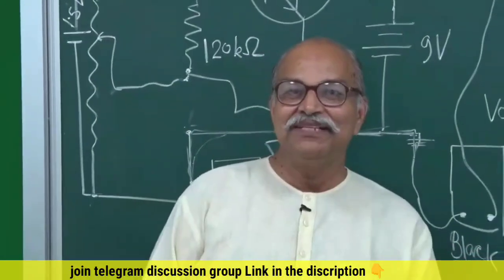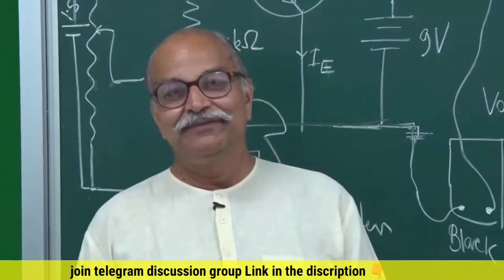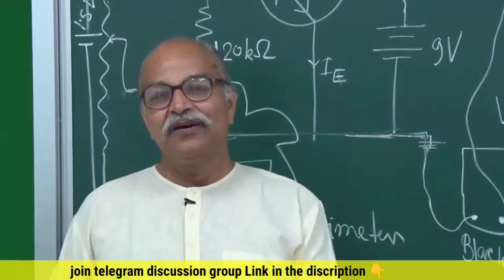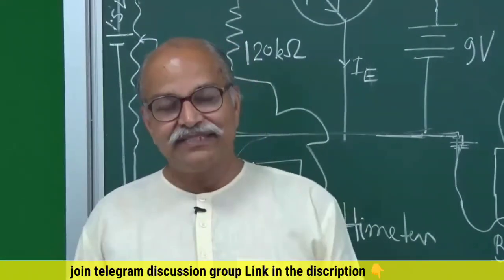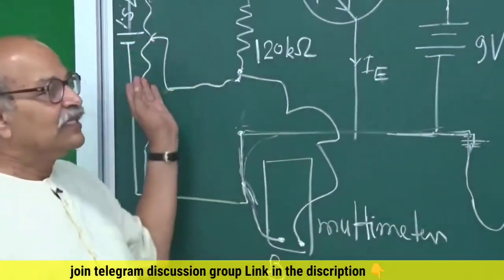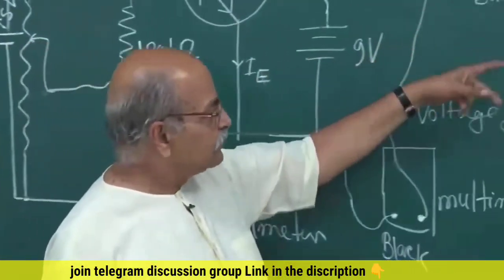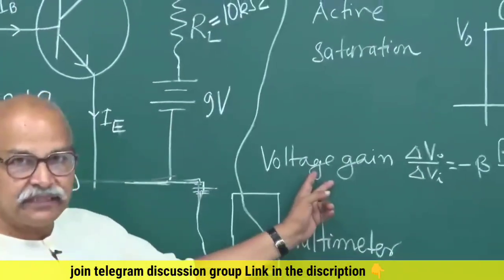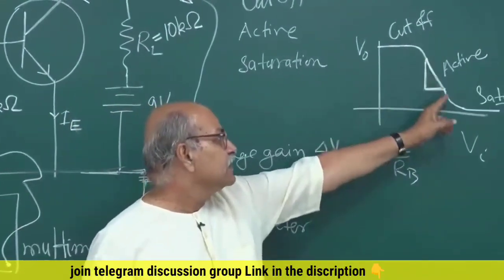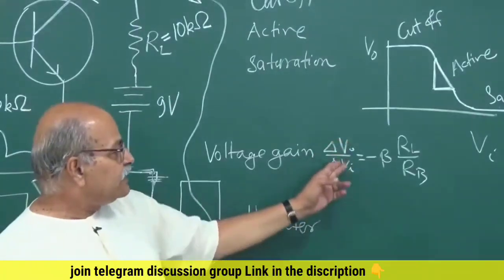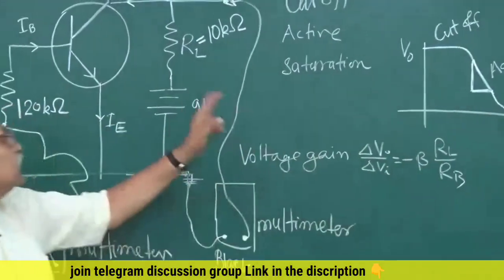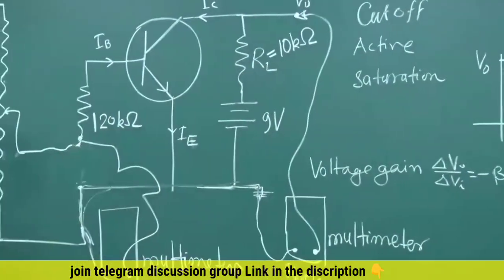So, I hope you have enjoyed the experiment in the previous lecture. We implemented the circuit which is on the board, and we showed you how the cutoff region, active region and saturation regions appear as you increase this voltage. Now, this active region is related to the amplification action, and it has to be in this linear region. The voltage gain is given by the beta factor of the transistor, multiplied by RL and divided by RB. This is RB.